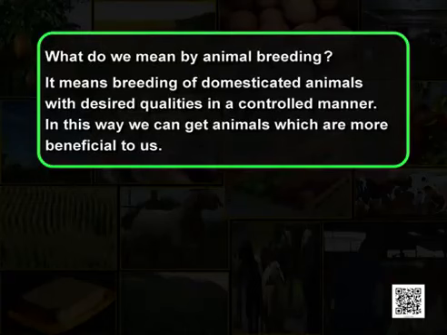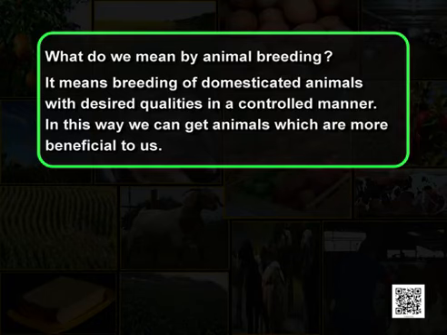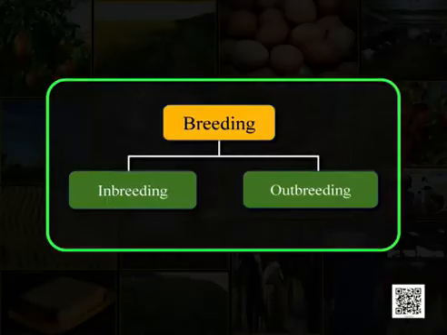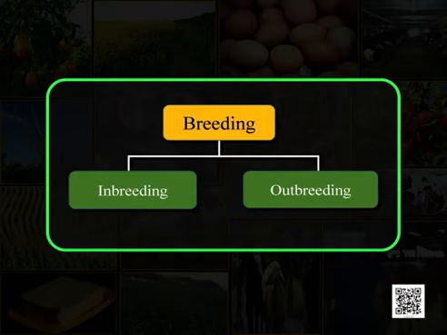Now, what do we mean by animal breeding? It means breeding of domesticated animals with desired qualities in a controlled manner. In this way, we can get animals which are more beneficial to us. For this, we need to select parents with desired qualities and mate them to a good breed. Now, breeding can be inbreeding or it can be outbreeding.